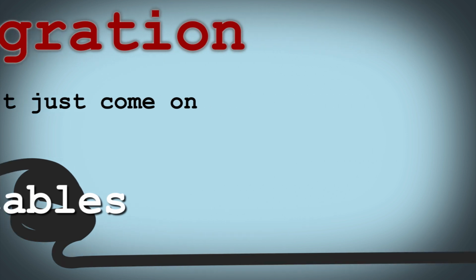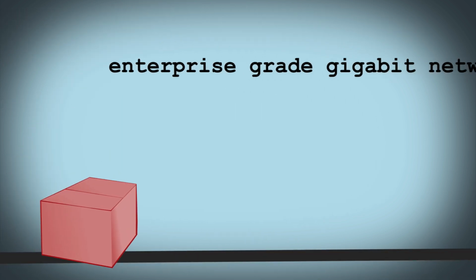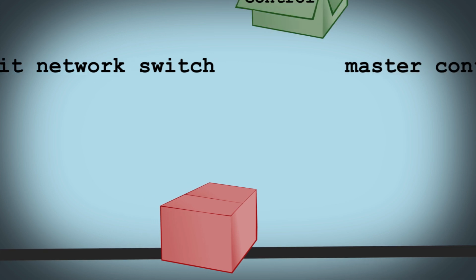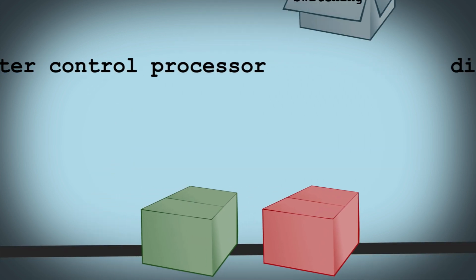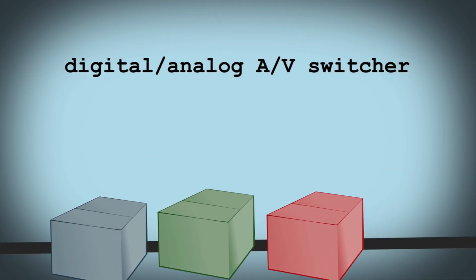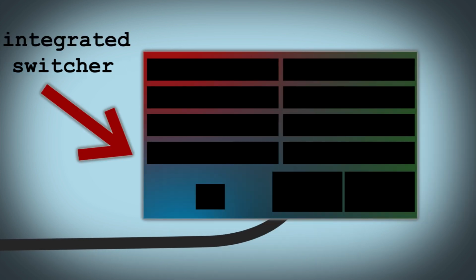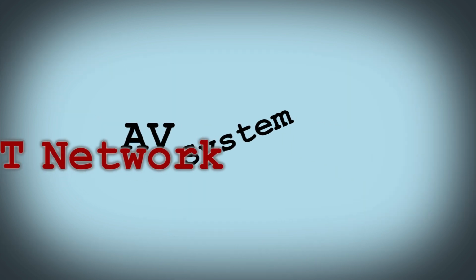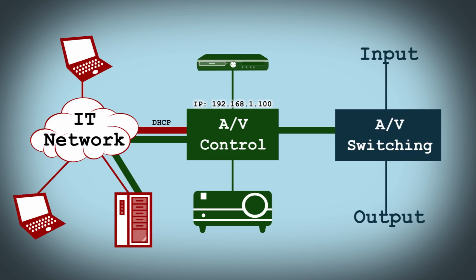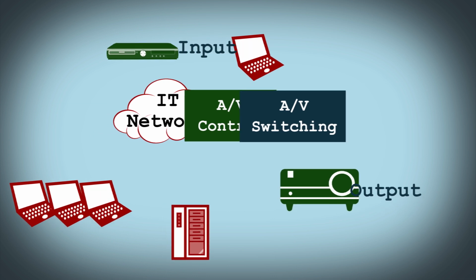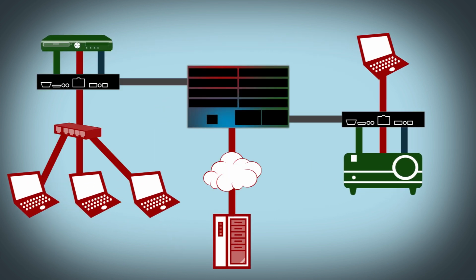And the integration wouldn't just come on the cables. When you integrate your AV and IT, you can combine an enterprise grade gigabit IT network switch, a master control processor, and an industry leading digital and analog AV switcher into a single box. With this kind of technology, your AV system becomes your IT network. There's no need to run separate category cable to these rooms for your data. You have data ports exactly where you need them, as well as video and control.